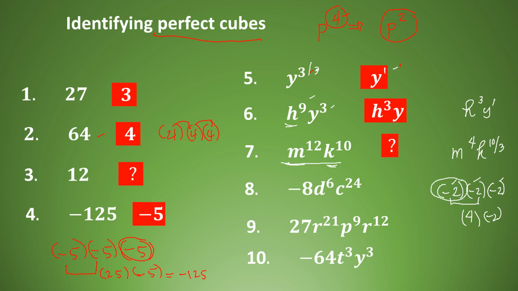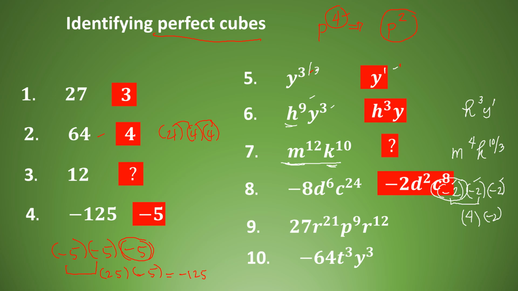What about the d to the 6? So 6 is exactly divisible by 3. Then it will give us negative 2 for the negative 8. d to the 6, 3 will divide 6, that will give us a 2, and then 24 divided by 3, we have an 8. So therefore, the cube root of negative 8 d to the 6, c to the 24 is negative 2d squared c to the 8. So therefore, number 8 is a perfect cube.